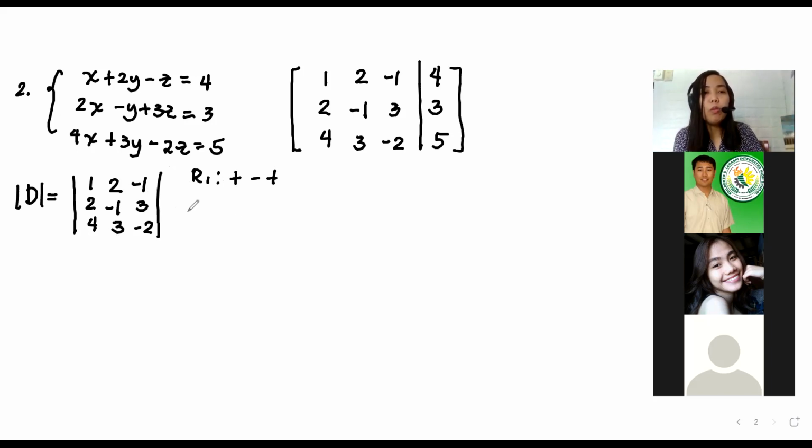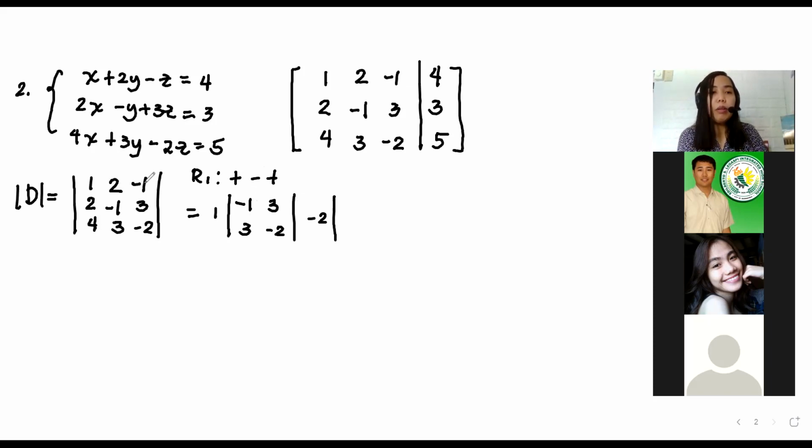So, when we choose row 1, we will have positive 1. So, 1. And then delete what is to the right and below it. So, we will have -1, 3, 3, -2. Negative times 2. So, -2. There's no zero here, class. So, row 1 na lang. Again, whichever you choose. So, let's delete the left and right of 2, and below it. So, we'll have 2, 3, 4, -2.